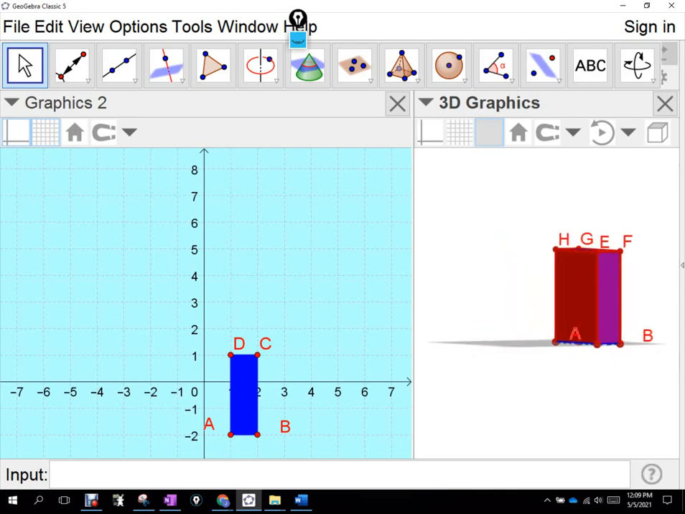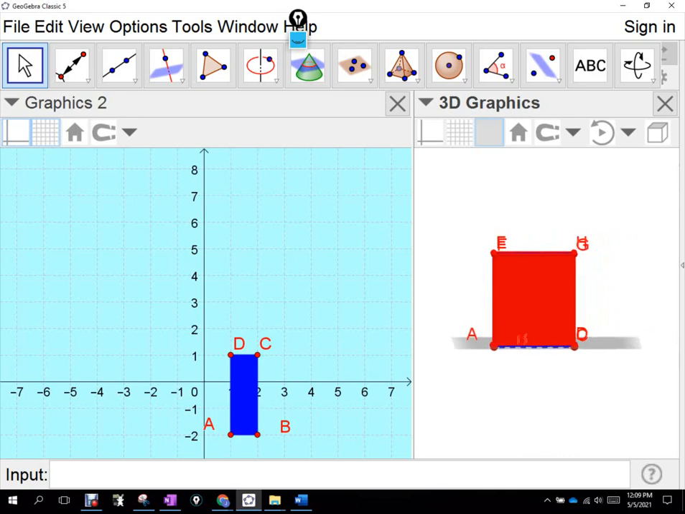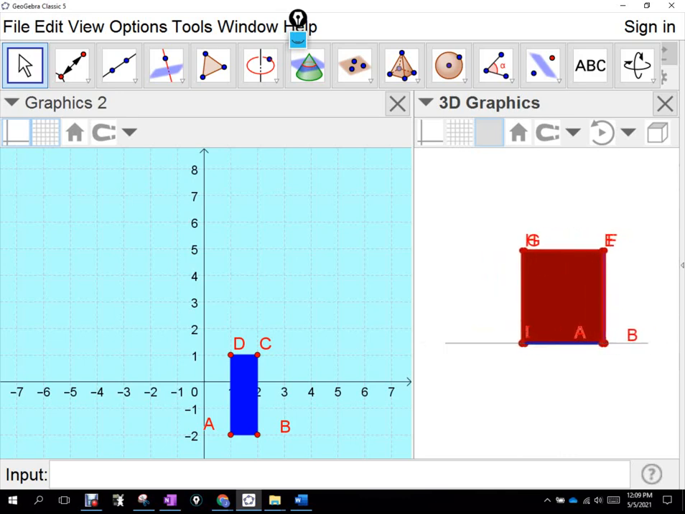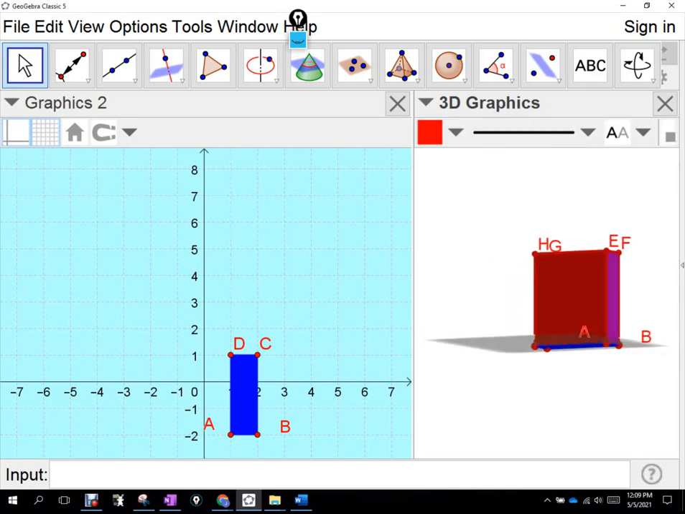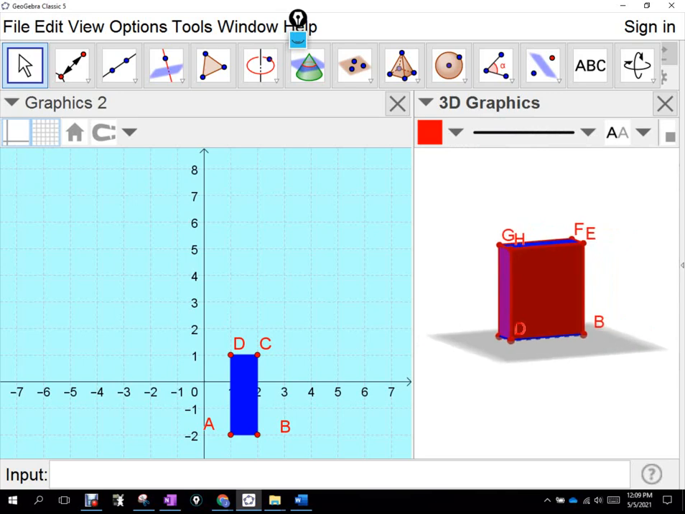Yep. So the red ones, and the way that we would determine if they're bases or not is, is that one congruent to that one? And they're parallel as well, right? So that means that that red one and that red one could also be considered bases. Does that make sense, everybody? Okay. That changes things for us.